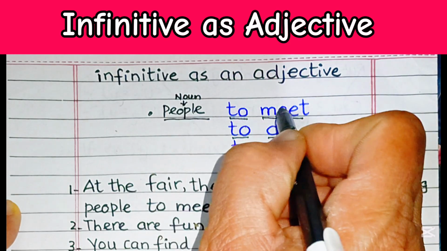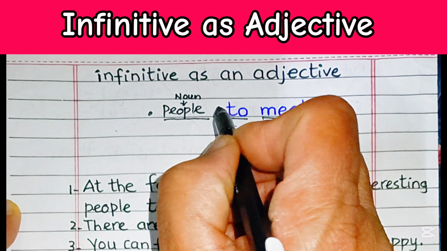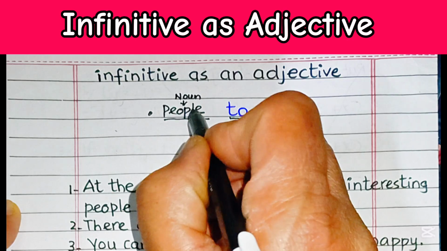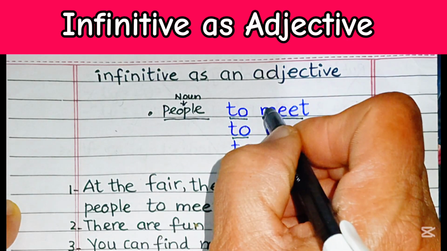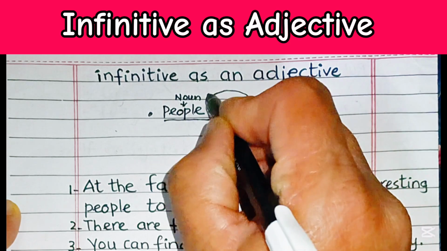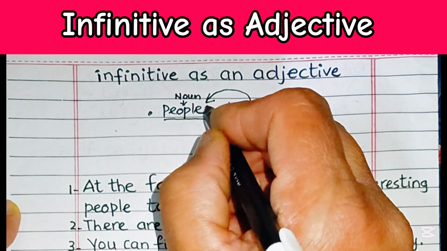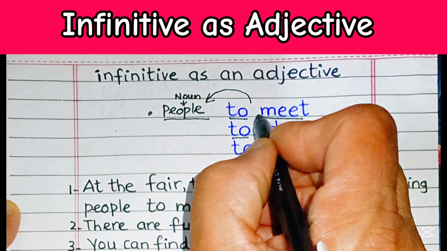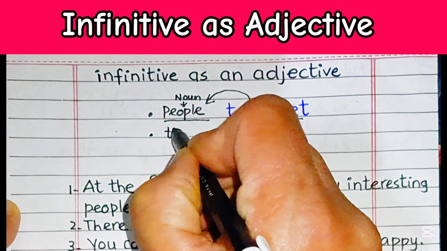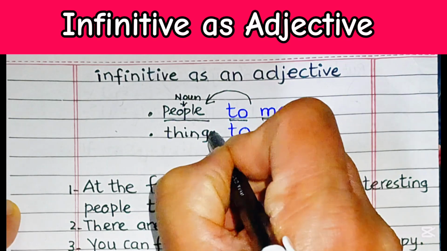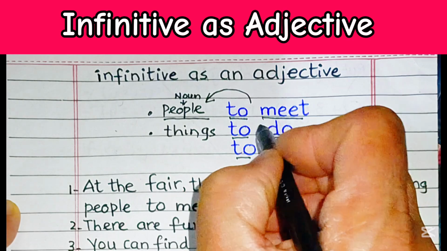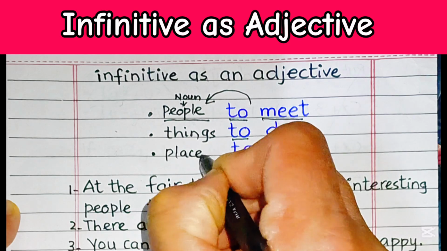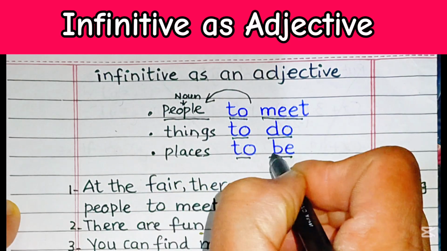So people to meet. Here, if the noun is people, we put the word people over here. This infinitive to meet provides information about the word people. So it becomes people to meet. Or if we put the word things over here, it becomes things to do. And similarly, if we put the word places over here, then it becomes places to be.